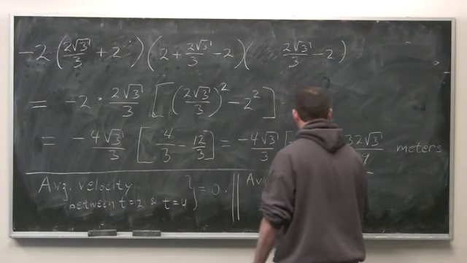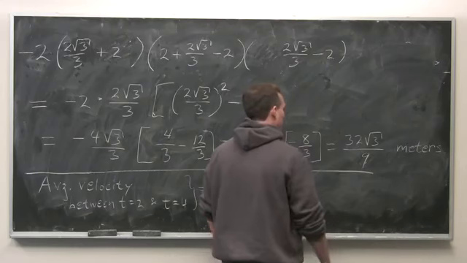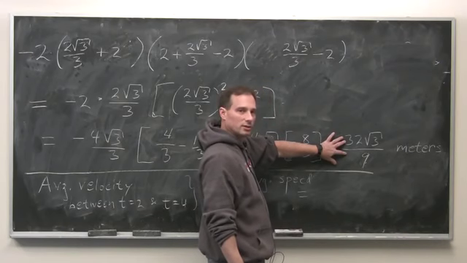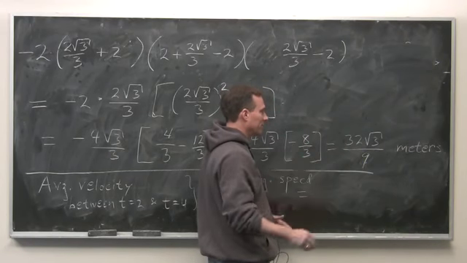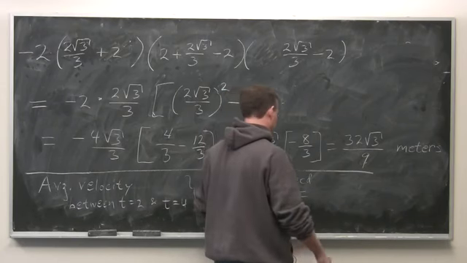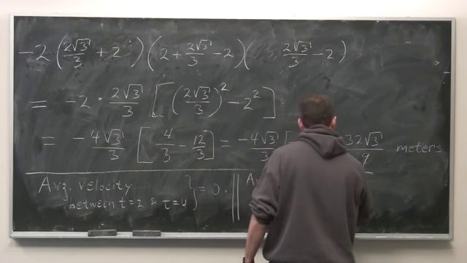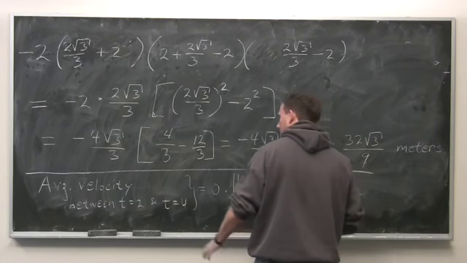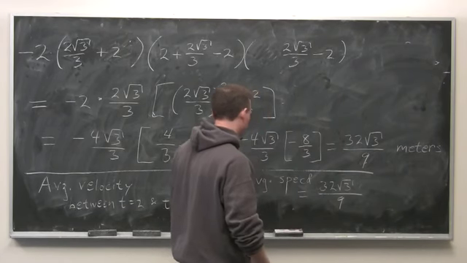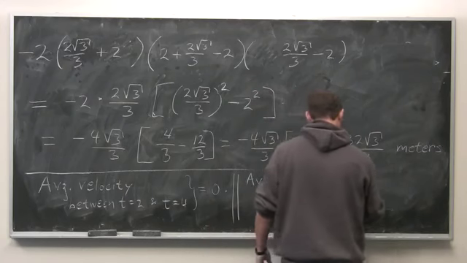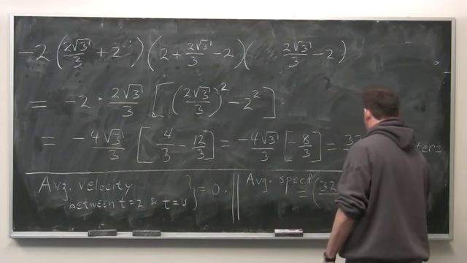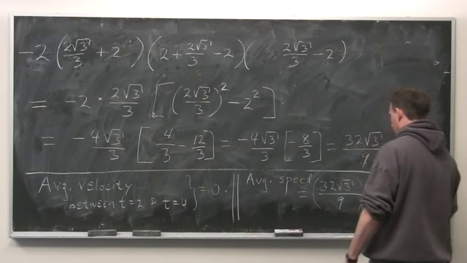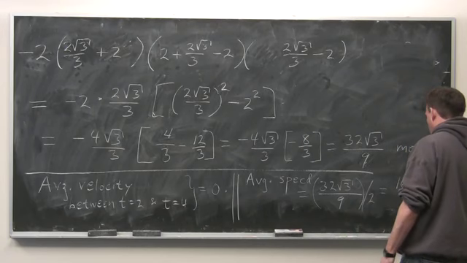between t equals 2 and t equals 4 is based on the total distance traveled between times 2 and 4. So it's the distance traveled in that time divided by the change in time, which is 2. So divided by another 2. So this divided by 2. So 16 times the square root of 3 over 9 meters per second.